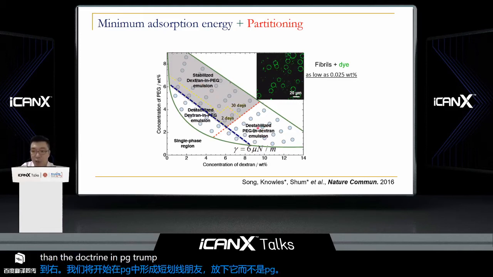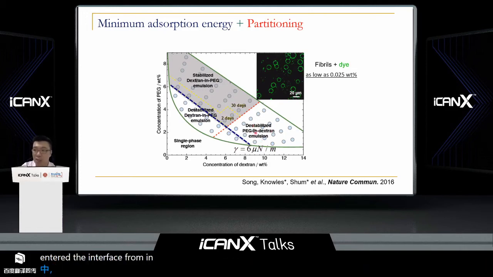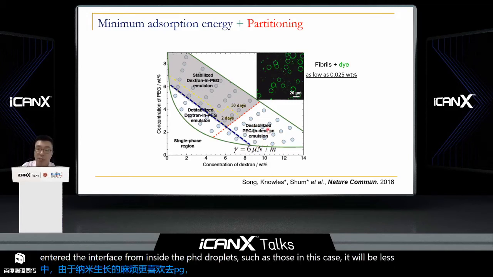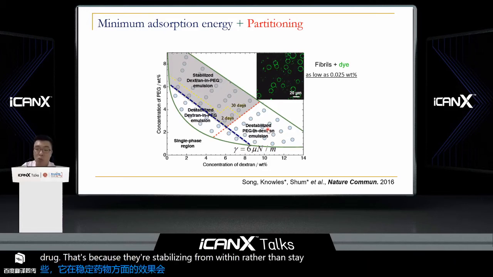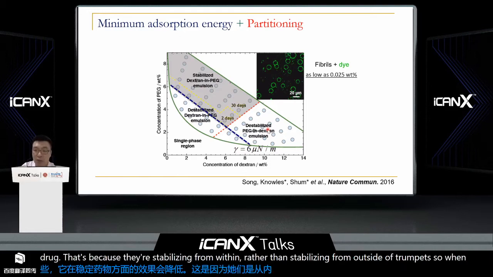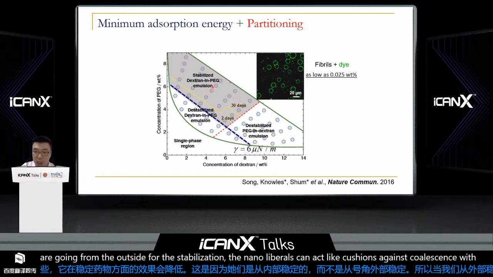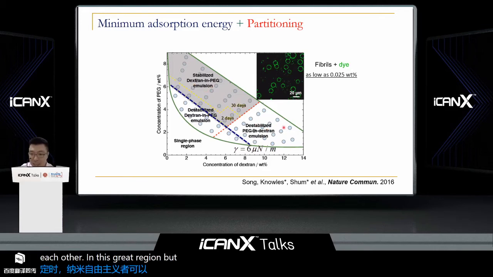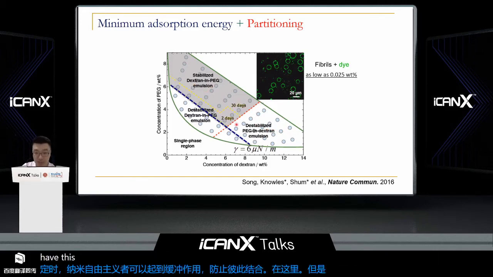Since the nanofibrils prefer to go to the PEG phase more, if the fibrils enter the interface from inside the PEG droplets, such as those in this case, it will be less effective in stabilizing the droplets because they are stabilizing from within rather than stabilizing from outside the droplets. So when we are going from the outside for the stabilization, the nanofibrils can act like cushions against coalescence with each other in this gray region. But when they're inside, they cannot have the same effect. And so that may explain why we have this red dotted line boundary.